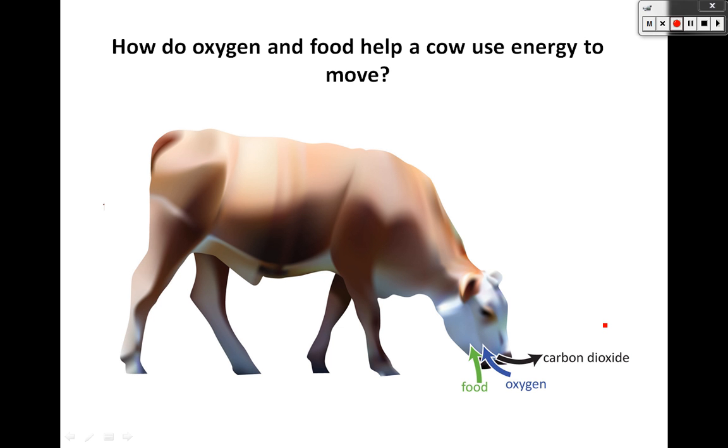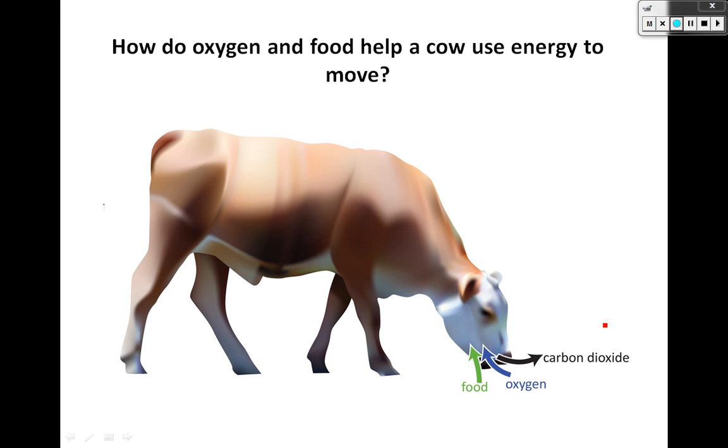All right, so let's look at how oxygen and food help a cow use energy to move. First, just very basic, we know oxygen goes in, food goes in, and carbon dioxide comes out. So we've got some evidence of this. We've done mealworms. We know that the oxygen levels decreased. We know the carbon dioxide levels increased, so that helps us see oxygen going in, carbon dioxide going out. We also know this from the BTB lab because we were blowing into the test tube of BTB and it turned yellow. So we've got a lot of evidence of this oxygen, carbon dioxide, or we could say gas exchange, going on in animals.